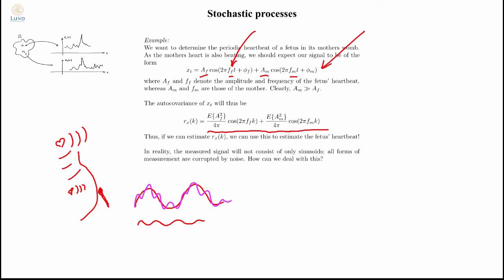So if I knew, say, the mother's heartbeat, I could, probably just by estimating the pulse, by measuring by her arm or something, estimate the fetus heartbeat by just looking at the part that I haven't described. So this is, of course, not going to happen in reality.